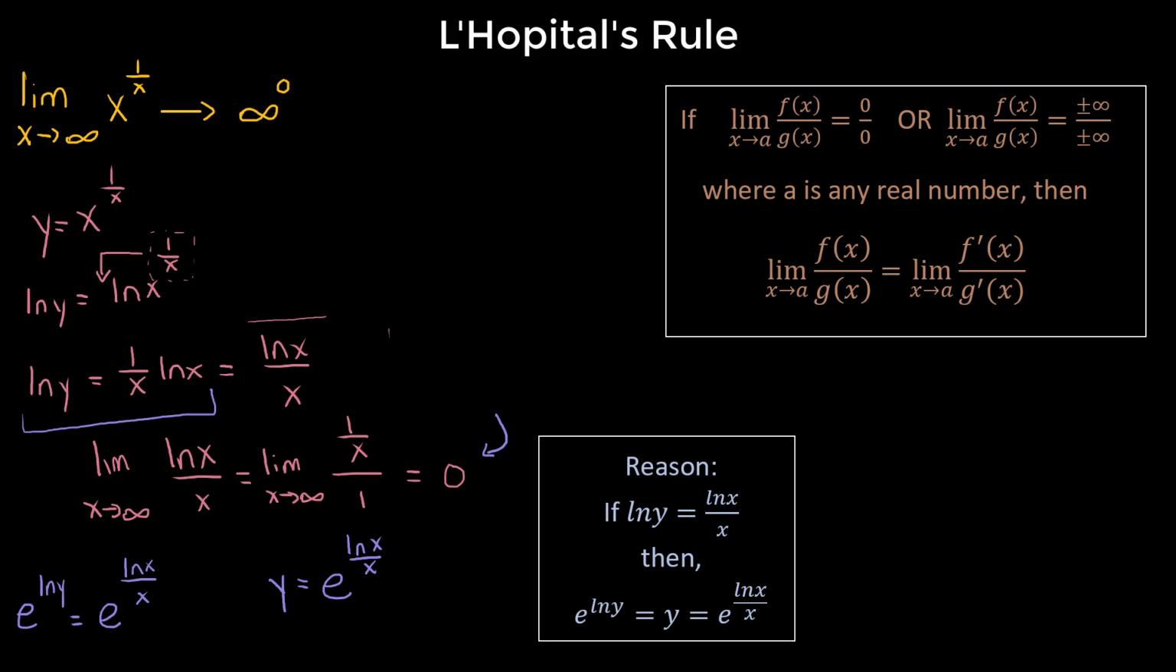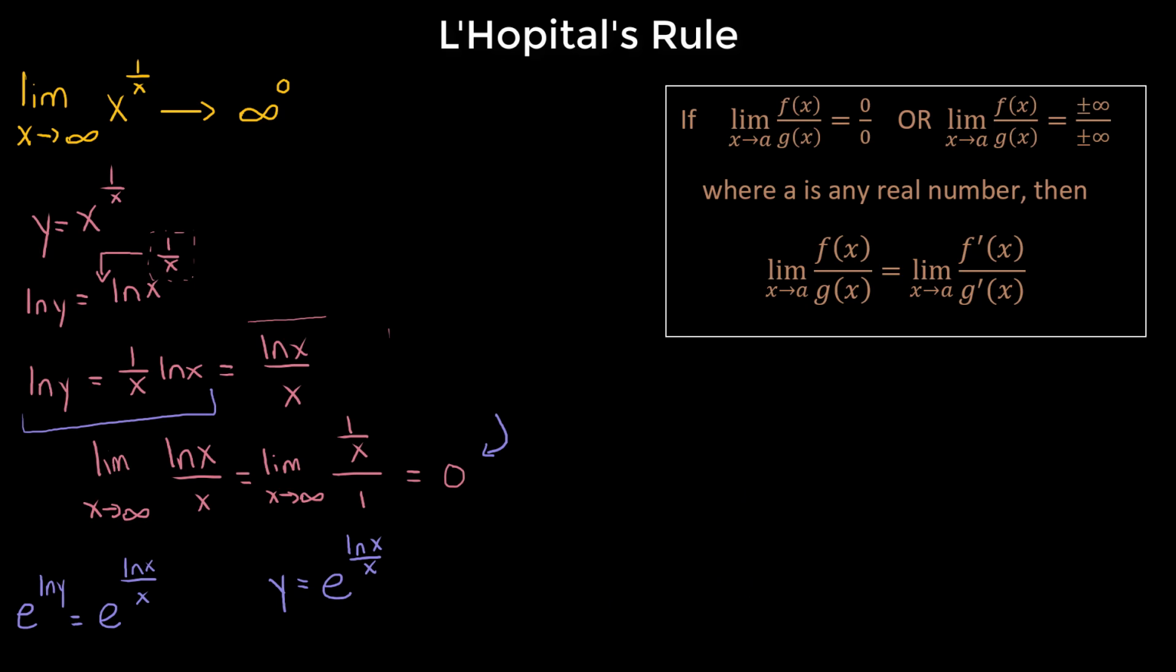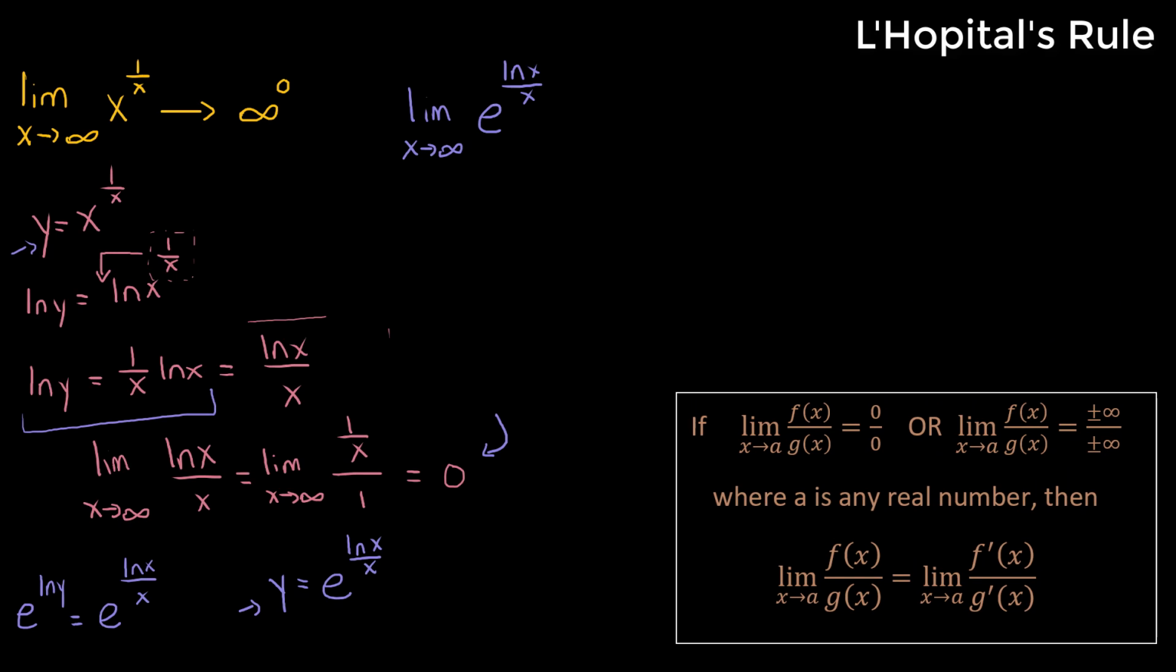Because this is y now. This is y. We have defined this as y, and this is legit. So we can go ahead and replace this y with this one. They mean the same thing. So essentially, if we're taking the limit as x approaches infinity of x to the 1 over x, we are likewise taking the limit as x approaches infinity of e raised to the ln x over x.